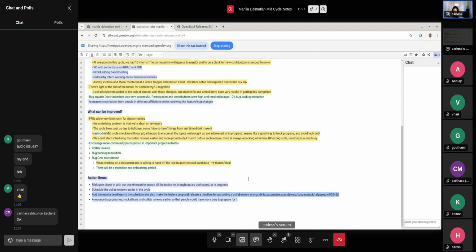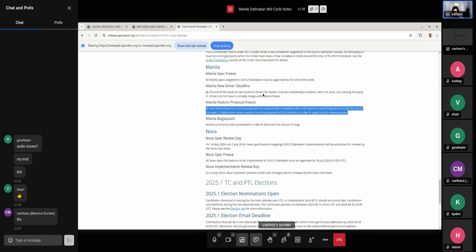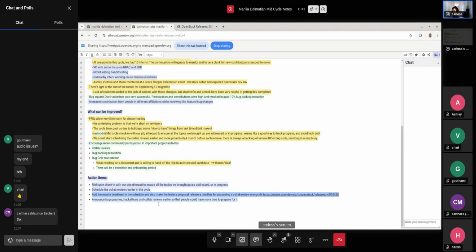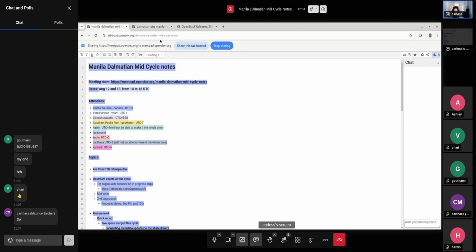Adding the Manila deadlines to the schedule, and also making the feature proposal freeze a deadline for proposing a collab review alongside. This is a result already of what we discussed on this action item. And announcing the Bug Squash Hackathon's collab reviews earlier so that more people can have time to prepare for it. I think for the first Bug Squash I didn't do a very good job on that. I announced it like 1 week earlier, and I think 2 weeks would be ideal. For this mid cycle we've managed to get the word out a bit earlier.